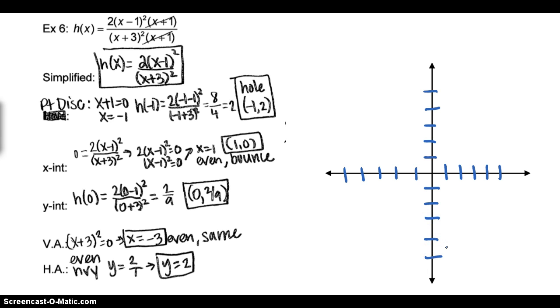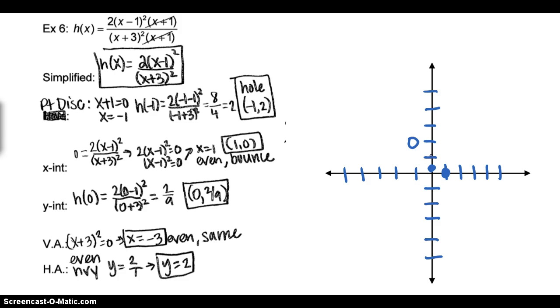Okay, so what I'm going to do here is first plot the hole. So -1, 2, boom. Then I am going to put my x-intercept, which is 1, 0, and it is going to bounce. It says it's going to bounce. My y-intercept is 0, 2/9, so, whoops, I put that in the wrong spot there. 0, 2/9 is about there. Good enough. Kind of wing it.